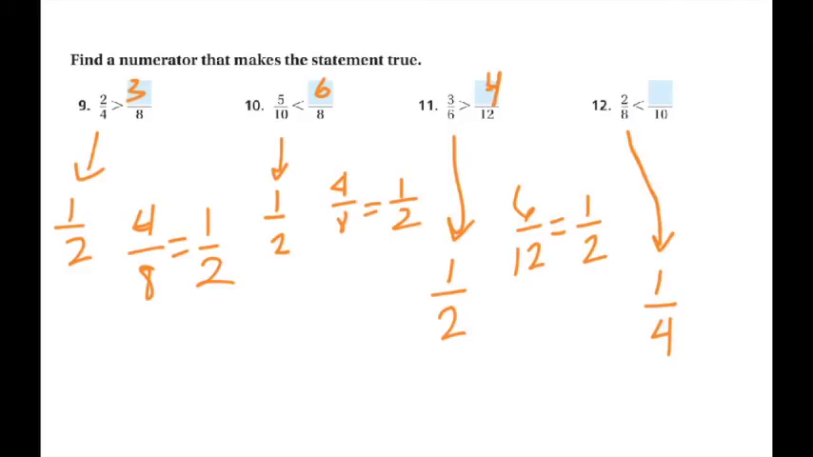All right, for this one, I would have said anything over 4 would be a good numerator for this. Some of you may have just wanted to put 5 because 2/8 is less than 1/2, and then 5/10 is the same thing as 1/2. But anything 4 or greater would be great with what we've been talking about.